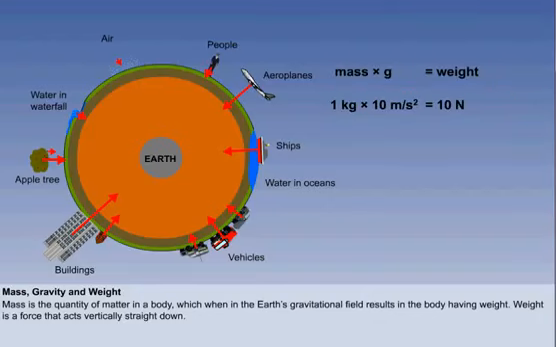Weight can be calculated by multiplying the body's mass by the acceleration due to gravity, which is 10 meters per second squared. This means that a mass of 1 kilogram has a weight of 10 newtons on Earth, and a 60,000 kilogram aeroplane has a weight of over 500,000 newtons.